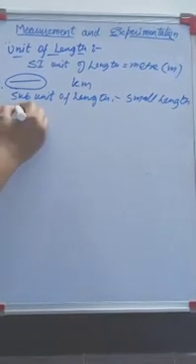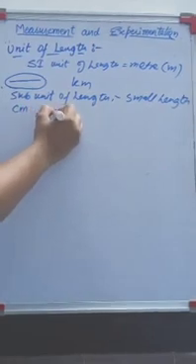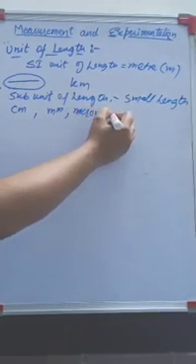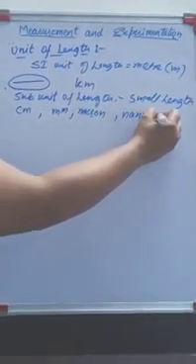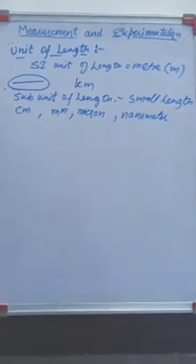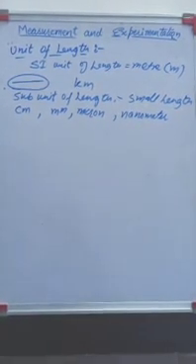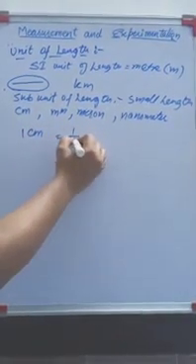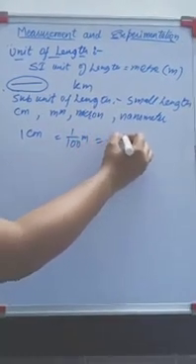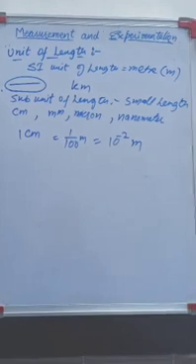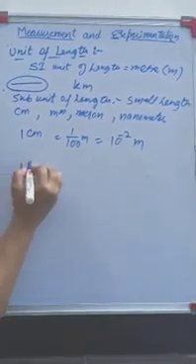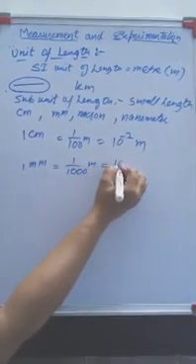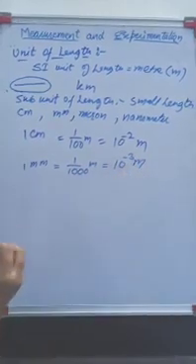So most commonly subunits are centimeter, millimeter, micron, and last nanometer. So these are the subunits. Now what are the relations of these units with the meter? 1 centimeter is equal to how much? It's 1 upon 100 meter, or I can write 10 power minus 2 meter, right? Next, millimeter. 1 millimeter is equal to what? It is 1 upon 1000 meter, or I can say 10 power minus 3 meter, right?